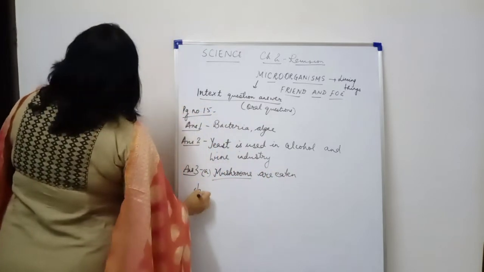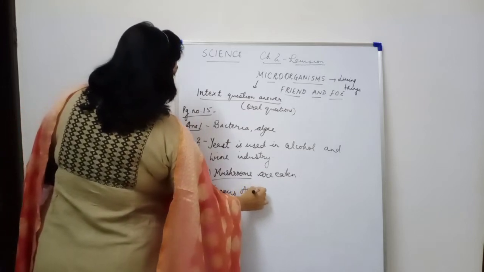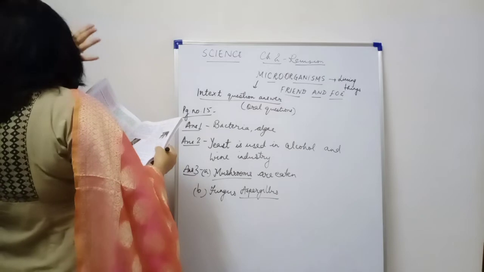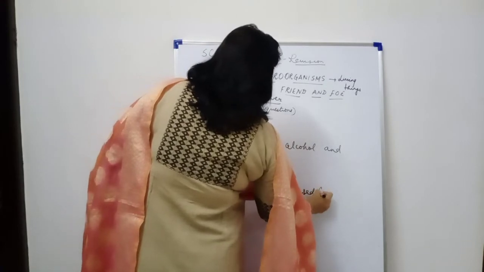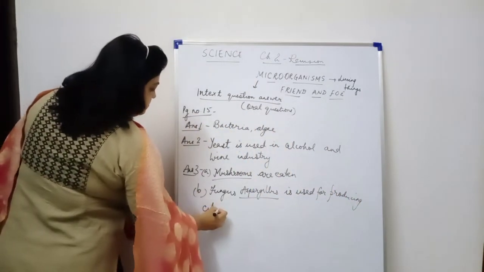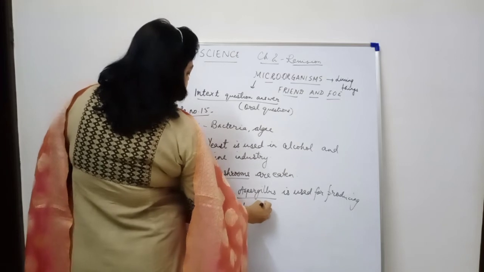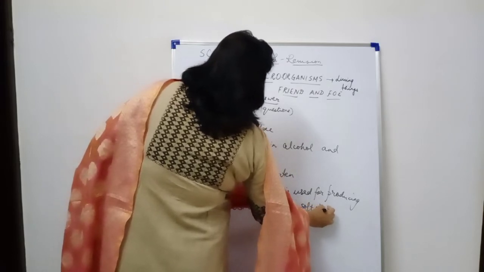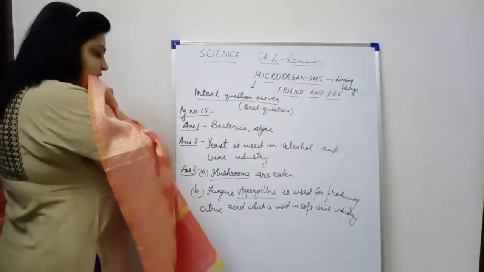First use. Second use will be fungus, Aspergillus. Aspergillus is used for producing citric acid, which is used in the soft drink industry, right? So this is another use of microorganisms, where the fungus called Aspergillus is used.